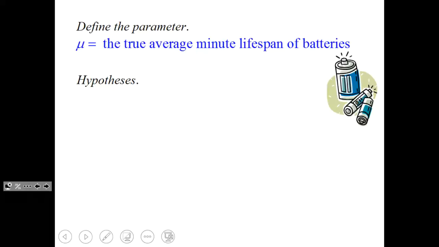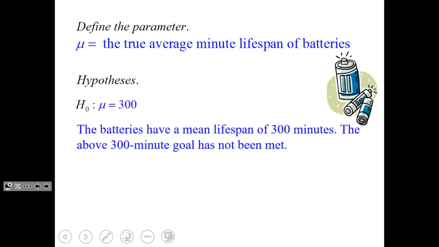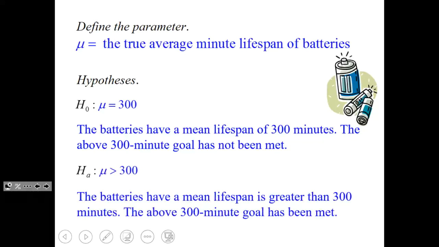So my null hypothesis is that no, we haven't made it yet. That would just be that my mean time is 300 minutes. Our goal is to prove that we've exceeded that. So our alternative hypothesis is that mu is now above 300 minutes. The batteries have a mean lifespan greater than 300. That would tell us that the goal has been met.